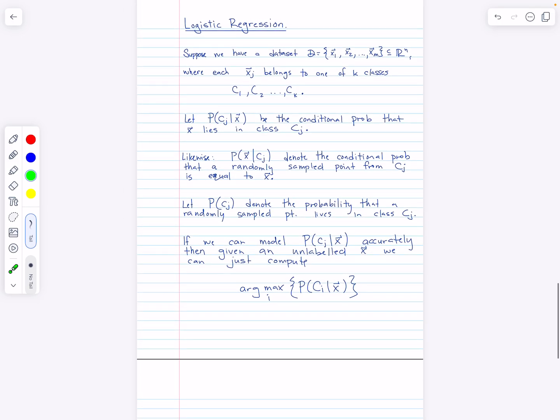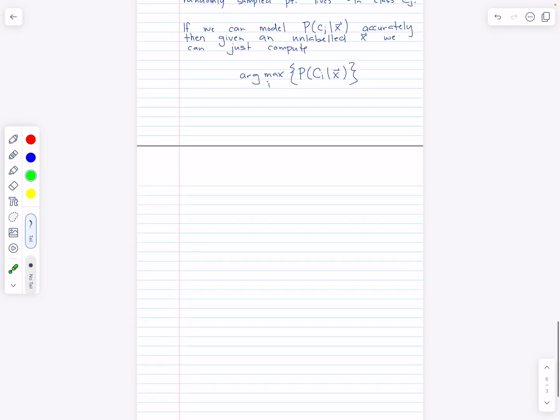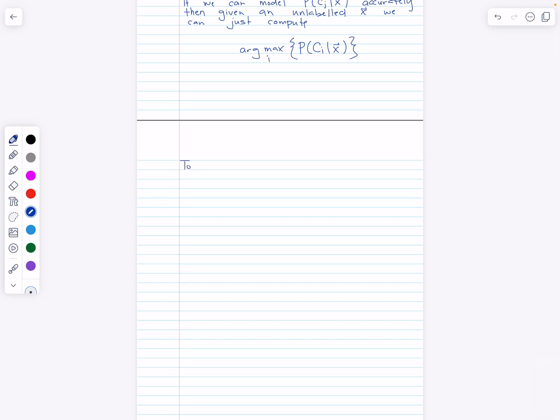Now, in order to model these probabilities, you can probably sense that we're going to use Bayes' theorem somewhere. We're also going to need to make a few simplifying assumptions, so let's write those down here. Our simplifying assumption is that all data points live in one of two classes, C1 and C2. First of all, we assume that we just have two classes to deal with.